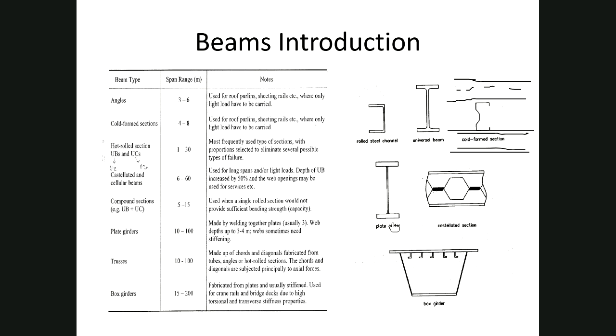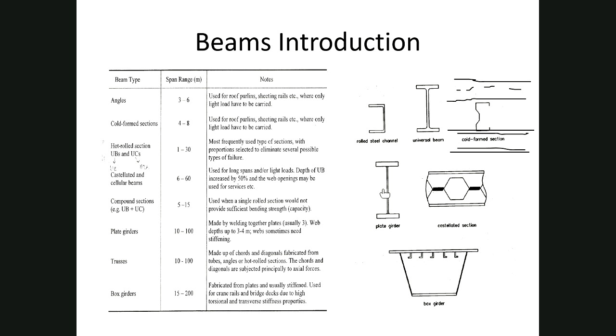We can have trusses, so you would have designed trusses last year in the roof design. They span similar to a plate girder, usually 10 to 100 meters. They're made up of chords and diagonals that are fabricated from tubes or hot rolled sections. Each of the elements that make up the truss are predominantly loaded in axial load only, whereas in the beam, typically it's in bending.